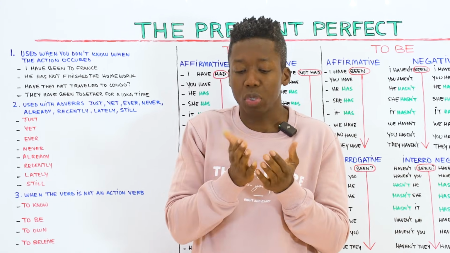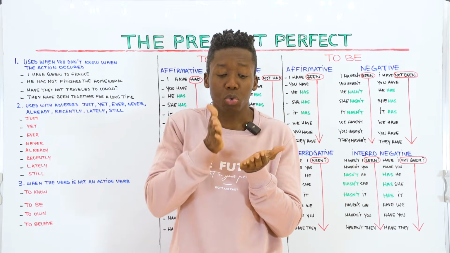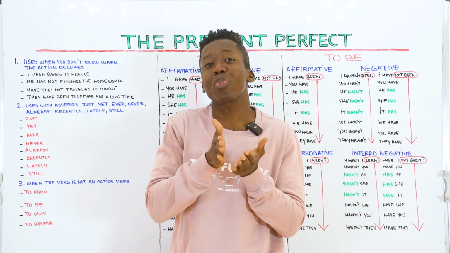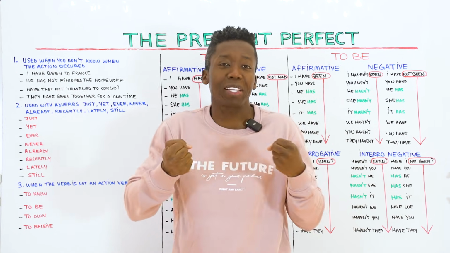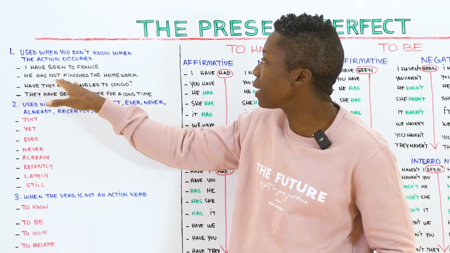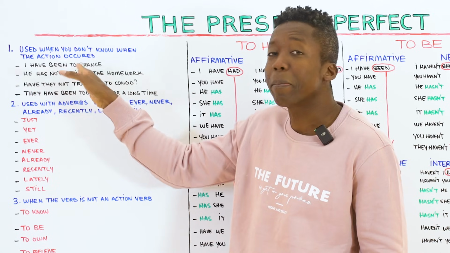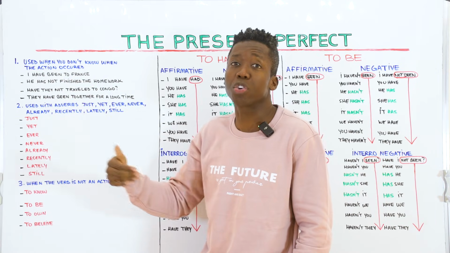Vous voyez? Donc, you cannot use the simple past, you cannot use the simple present. Donc, on choisit d'utiliser le present perfect. Vous voyez, qui relie le simple past au simple present. Make sense? Donc, entre le passé et le présent, il n'a pas terminé son devoir de maison. He has not finished his homework.